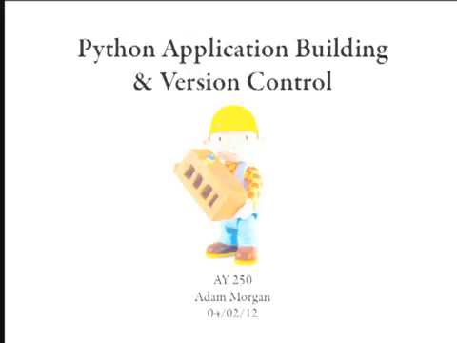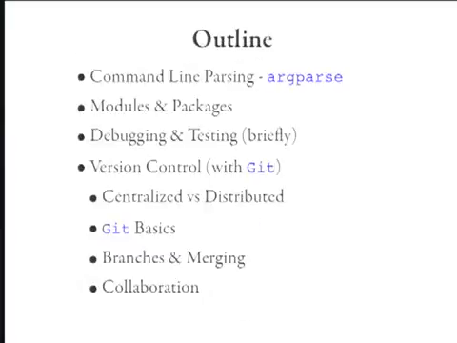Hello, I'm Adam, and today I'm going to be talking about Python application building and version control, two slightly different topics. But we're going to start off with a little bit of application building using command line parsing using this module called argparse, then get into a little bit about how we can break up our different codes into different modules and packages to make things a lot cleaner and neater. Very briefly talk about debugging and testing. I don't have a whole lot about that. And then the second half of the class, I'll be talking about version control, specifically with the Git version control system.